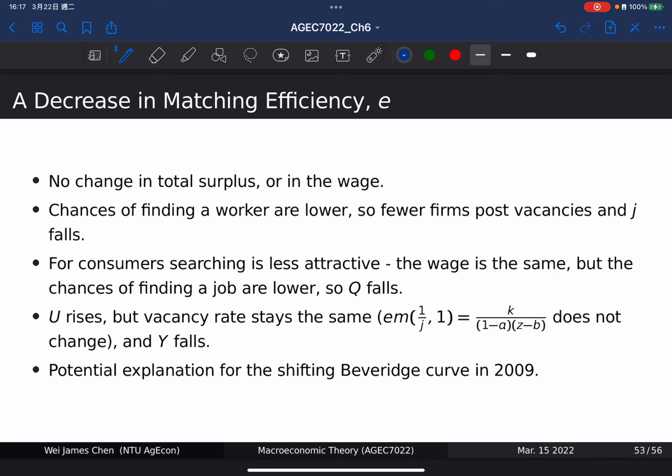Okay. And the tricky part is that here U will rise, but the vacancy rate stays the same. And we will see why the vacancy rate stays the same. And this is actually a potential explanation for the shifting Beveridge curve in 2009. We'll see why.